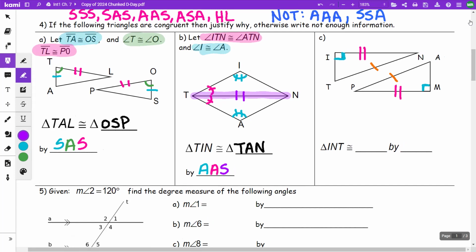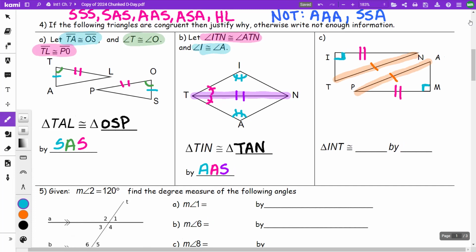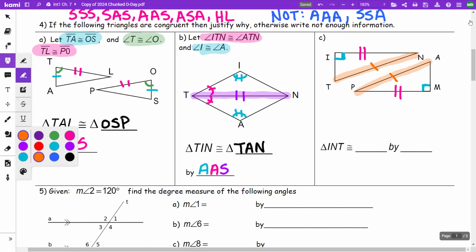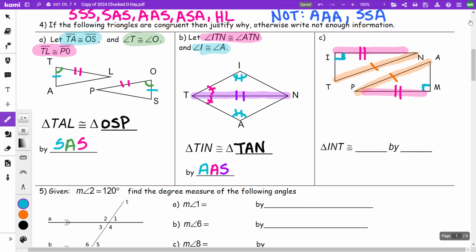In this situation, our hypotenuse is the one across from our right angle. So you see, I do have my hypotenuse. And the other sides that are not the hypotenuse are legs. So I have hypotenuse leg. We're going to be calling this hypotenuse leg. So my hypotenuse is the orange line I drew, and my leg is the pink one.